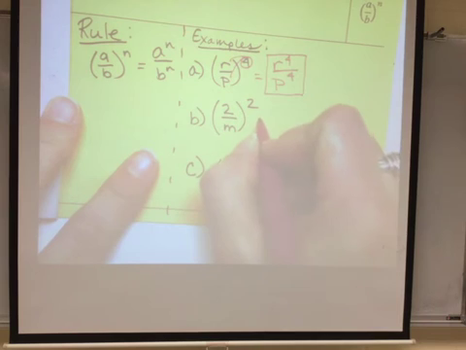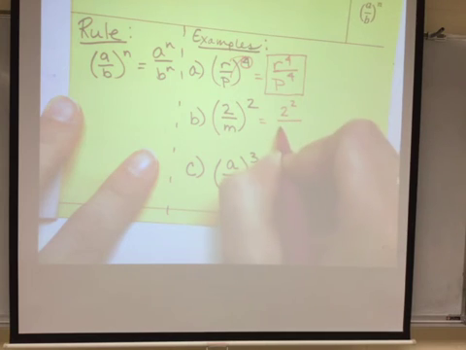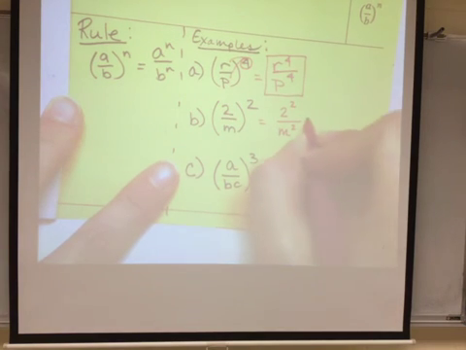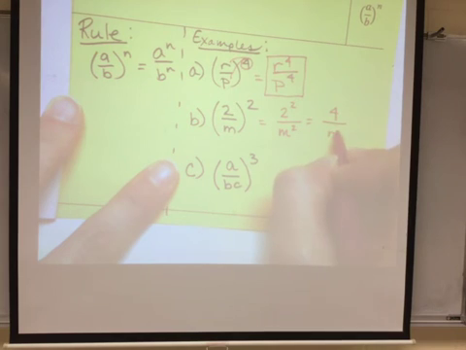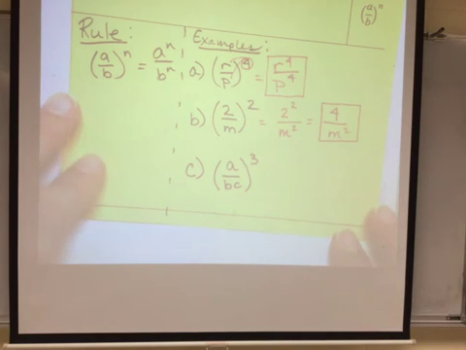All right. Example B. I have 2 over m squared, so that's going to be 2 squared over m squared. Well, could I simplify 2 squared a step further? Yeah, 2 squared is 4 over m squared. Really, you don't have to, right? You don't have to. No.